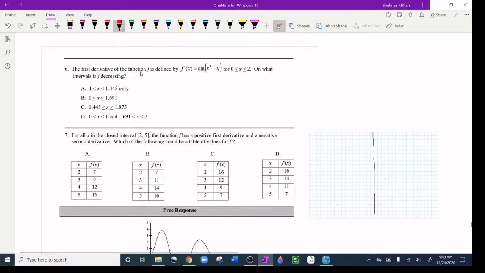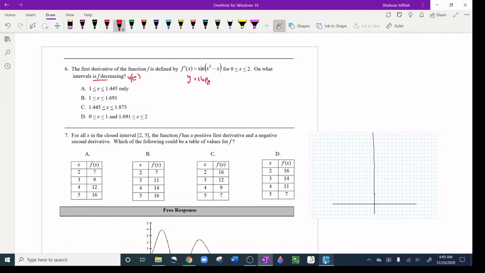Question number 6. The first derivative of the function is defined by this for 0, 2. On what interval is f decreasing? This is f prime. Decreasing means, when I graph this, f prime will be every y slope, right? So if they're asking decreasing, I'm going to look for every negative y value, and I'm going to pick all of those, and it has to be between 0 and 2.